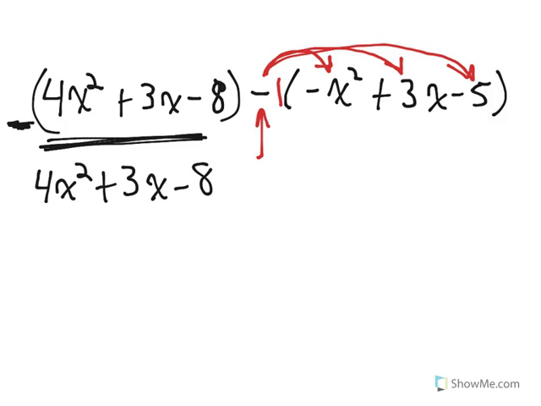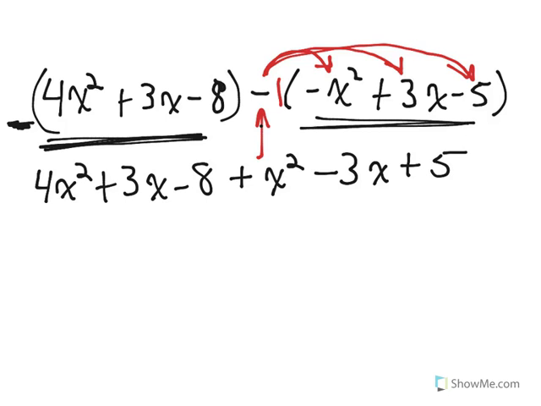But the second one, we multiply that out. Negative 1 times negative x squared is positive x squared. Negative 1 times 3x is negative 3x. And negative 1 times negative 5 is positive 5. So that changed our signs in our second set of parentheses.